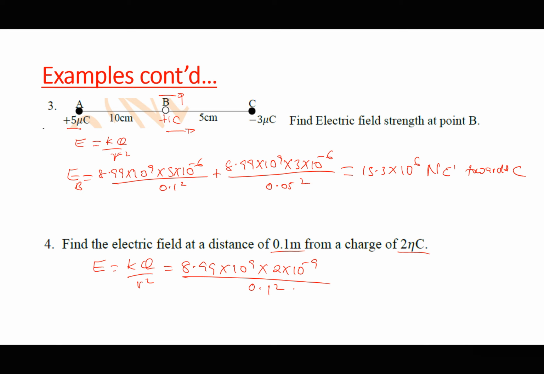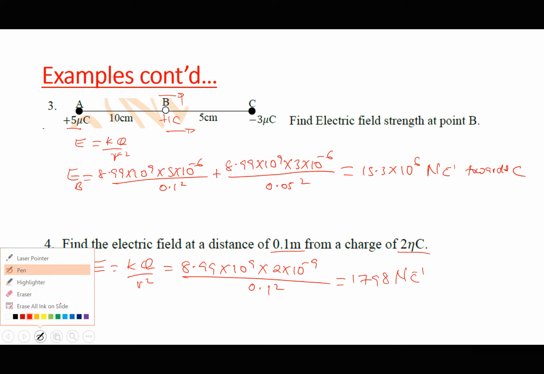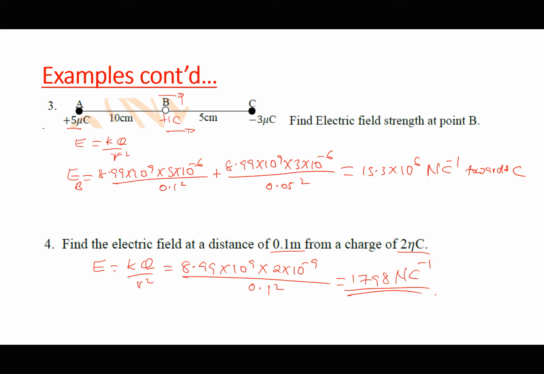So this is giving me 1,798 newtons per coulomb. The way I'm writing this, it appears as if the units are smaller, yet this is supposed to be a capital letter C. Newtons per coulomb. So that is the electric field strength at that distance.